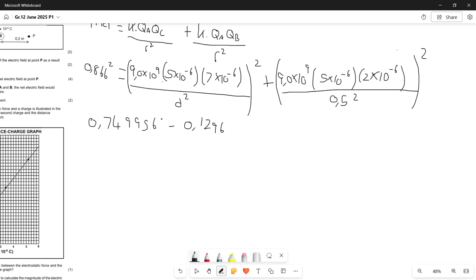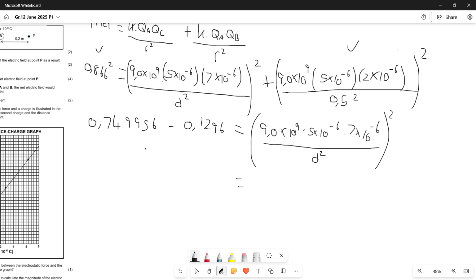So we have these two guys, this guy and this whole guy, on the left side now of our equal to sign. And then on this side of our equal sign, we have 9,0 times 10 to the 9 multiplied by 5 times 10 to the negative 6 multiplied by 7 times 10 to the negative 6 over d squared, to the power of 2, the whole bracket. So I'm just going to rewrite that for us quickly.